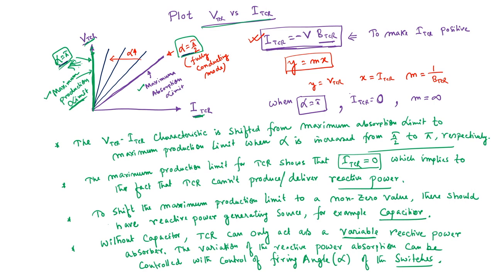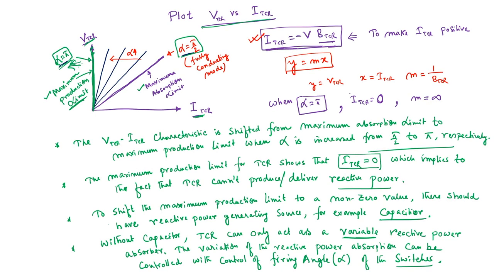okay. So, these are some important remarks that one needs to understand at this point, that this TCR is a variable var absorber unit; without having a capacitor or capacitive kind of source, it cannot produce any type of var, but it can absorb the var, and the var absorption can be varied by varying this alpha or firing angle. And in order to extend the characteristics to the non-zero production limit, we need some sort of reactive power source or some device which can generate reactive power, for example capacitor. Now, the capacitor and the TCR can jointly act as a var absorber as well as a var producer unit. Okay. And there are different types of such units which we will be discussing in the next lecture.